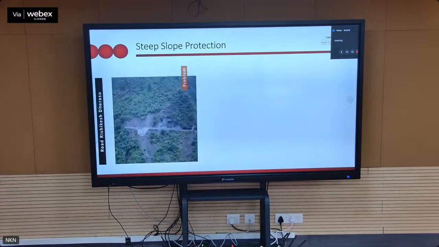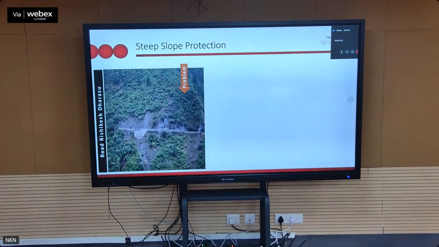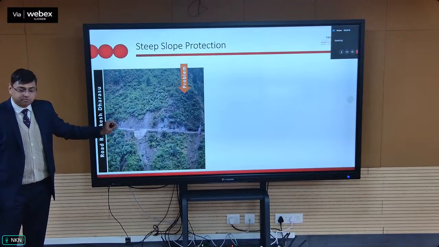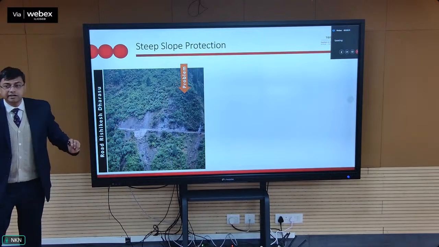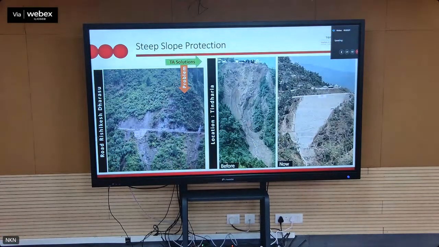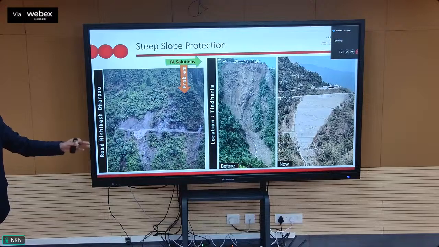Now this is a typical example. This is again from when I was road administrator in Uttarkashi. I had this road Rishikesh to Uttarkashi with me. A conventional retaining wall, what happens? It splits into two. Differential settlement. Again, this is Tindharia. The complete landmass had come down. We don't have a solution.